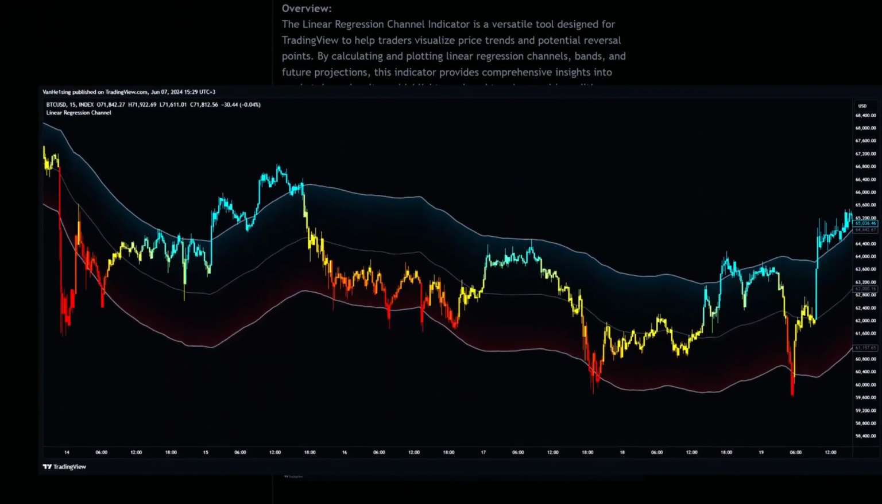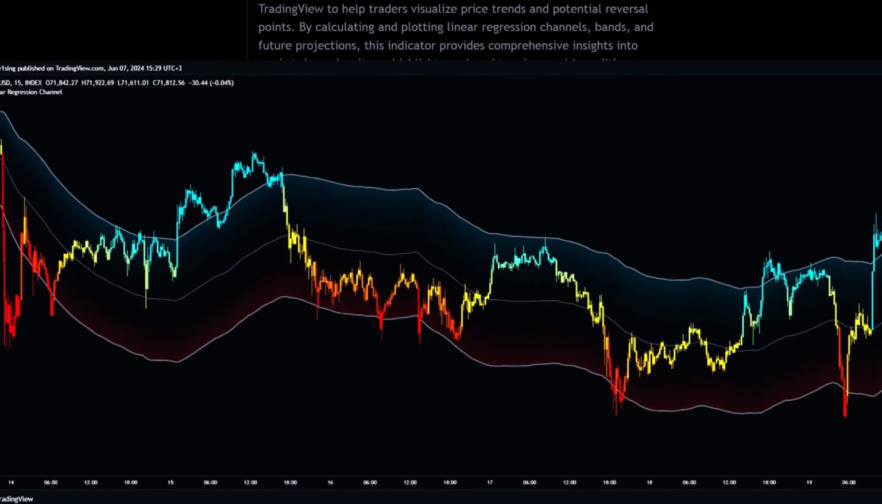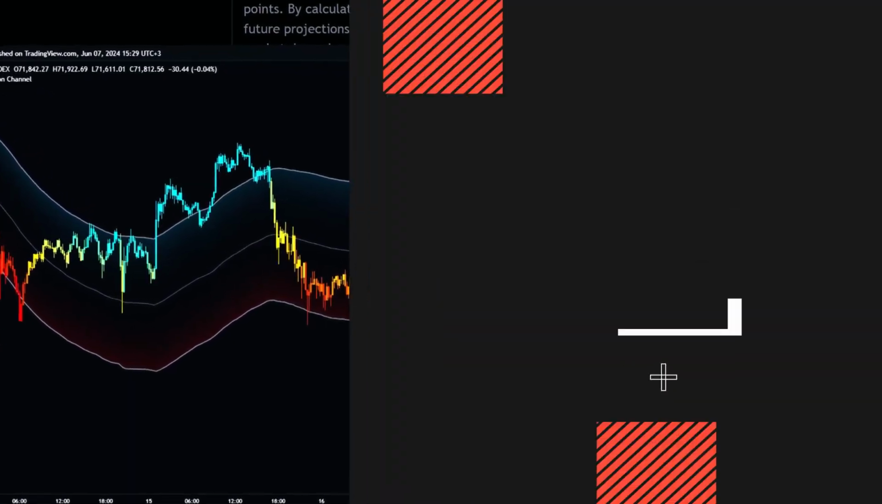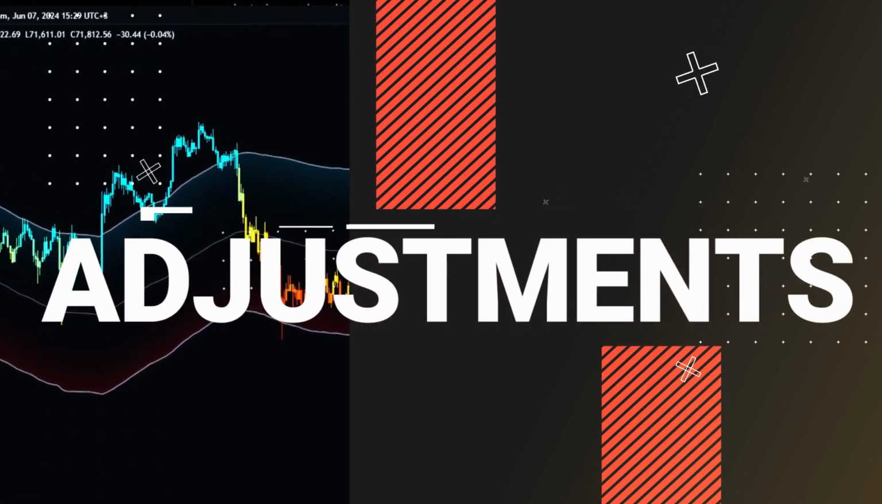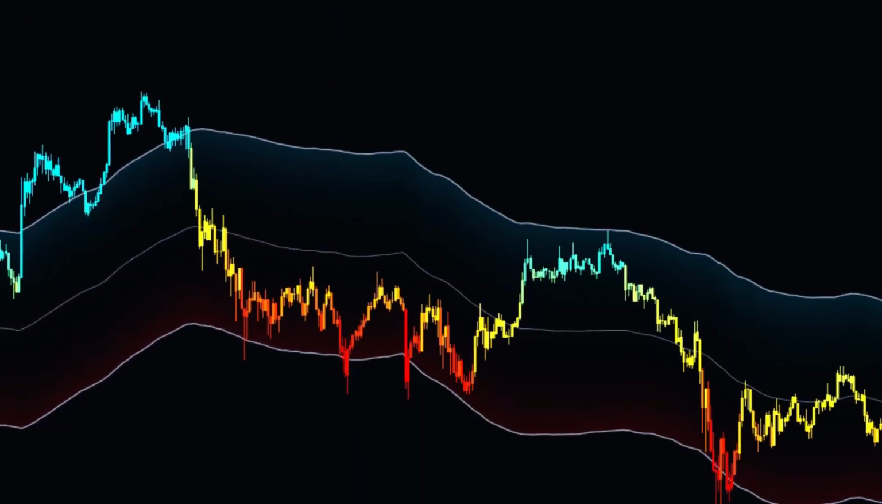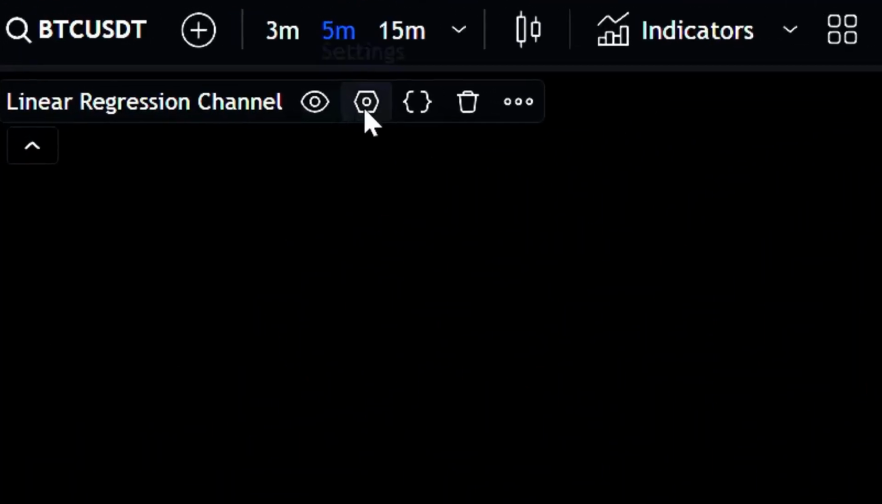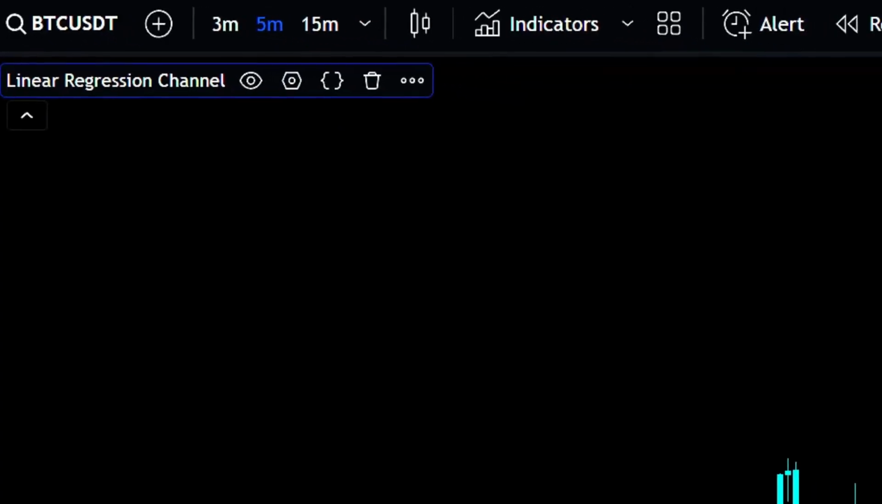Alright, so we've got our linear regression channel on the chart looking nice and clear. But now we need to fine tune it just a bit to make it work perfectly with our strategy. It's like adjusting the focus on a camera. We want to get everything sharp and in focus. We're going to dive into the indicator settings. Just double click on the linear regression channel or click on the gear icon next to the indicator name. This will pop up the settings window.